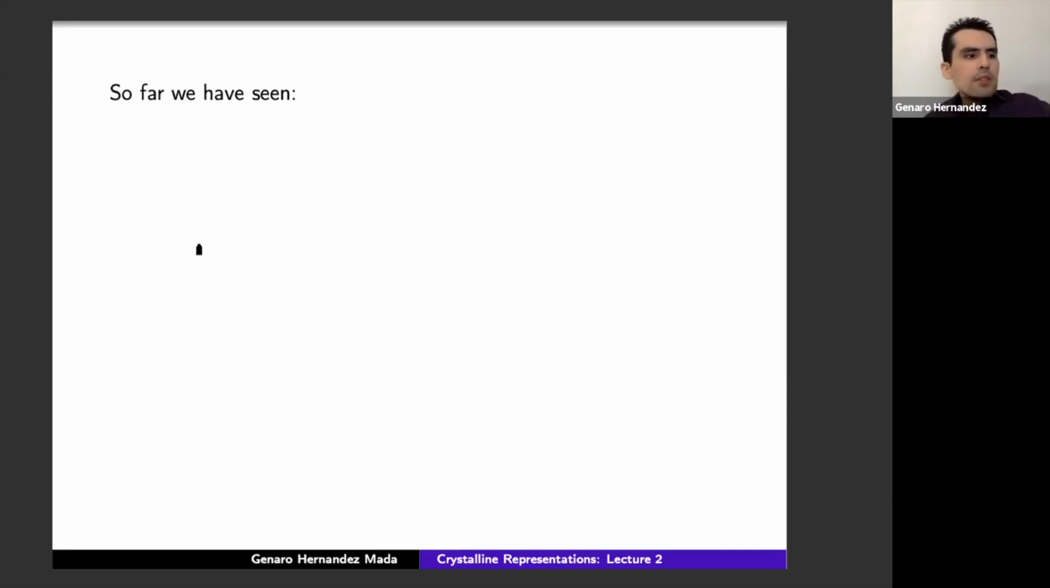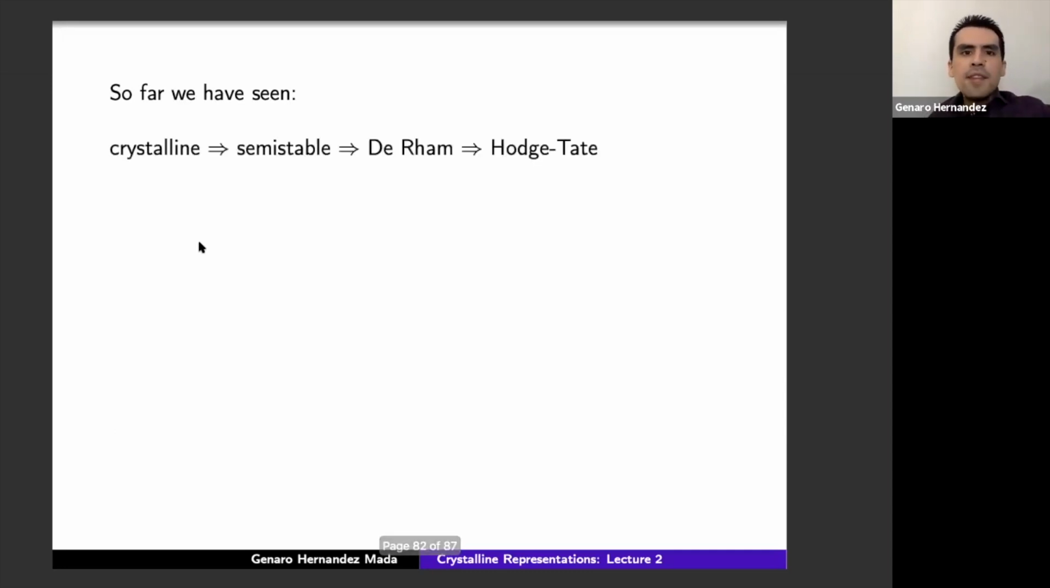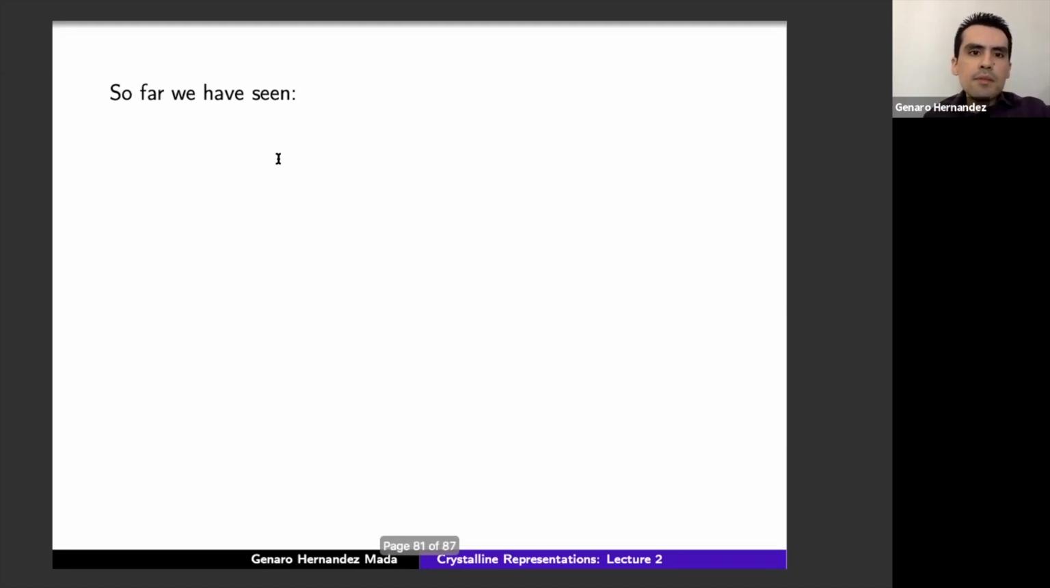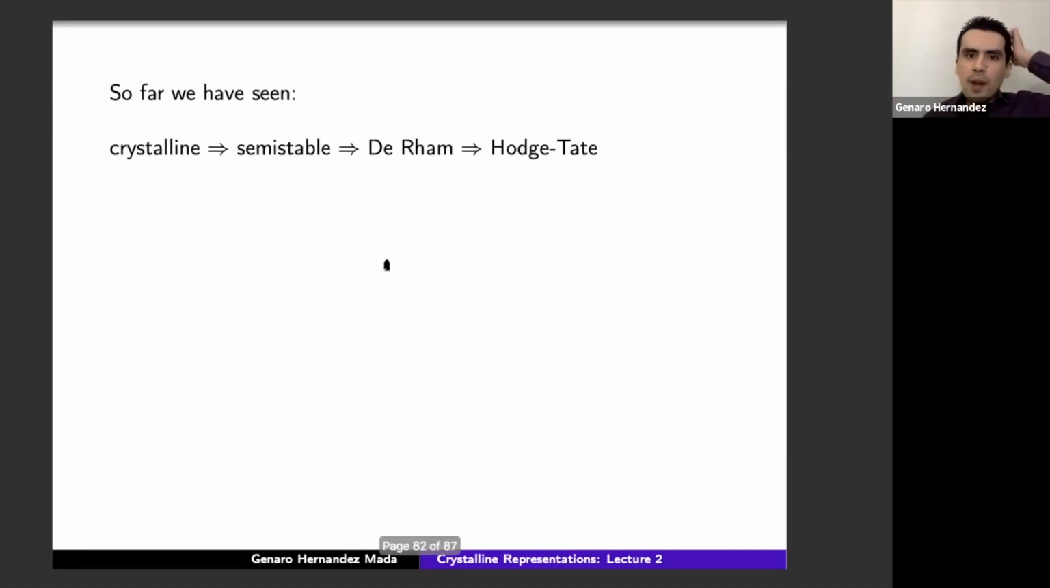Okay, so far we have seen that all crystalline representations are semi-stable, right? All semi-stable representations are de Rham, right? And all de Rham representations are Hodge-Tate. And so we might ask ourselves if the converses are true. The answer is that not in general, but there might be some cases in which the converse is true.